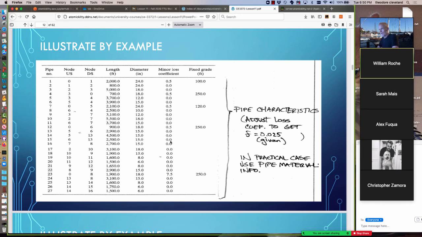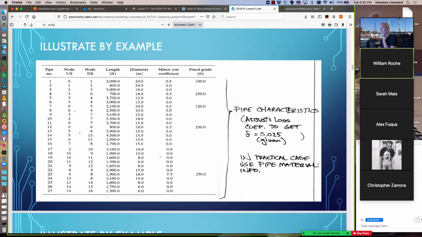In our EPANET model, every node has a number, and I believe by default it starts counting as 1. So these 0 nodes don't make a lot of sense for EPANET. And we're told the length of each individual pipe in feet and the diameter in 1/12 of a foot, inches, and any additional minor loss coefficients that are available depending on where the connection is.